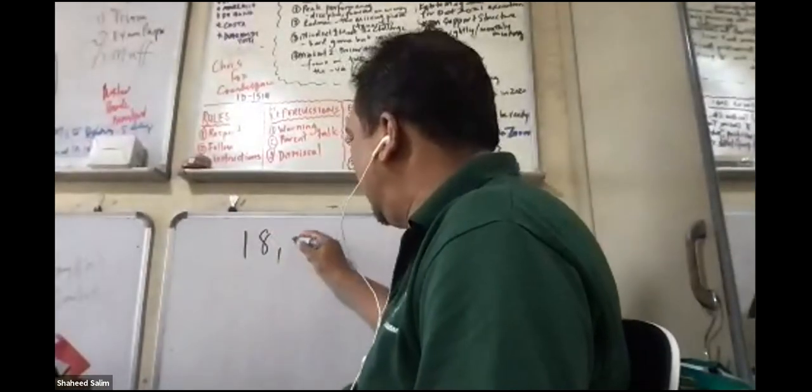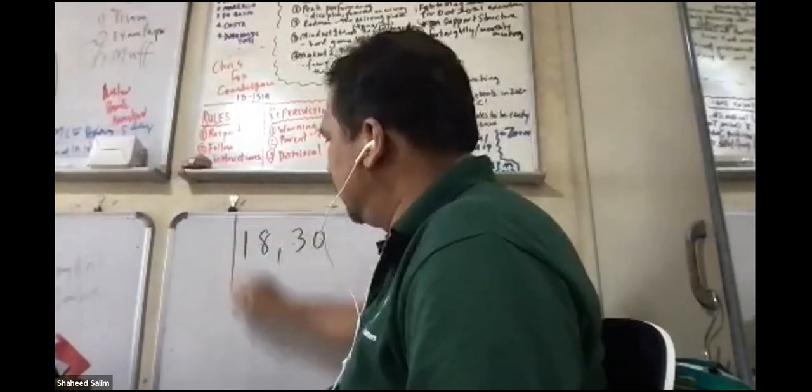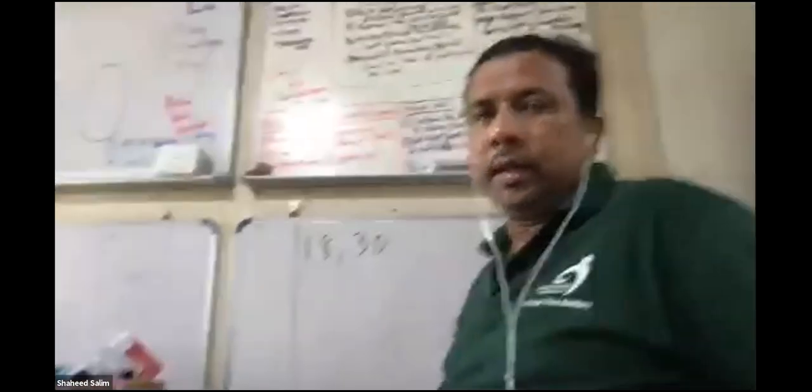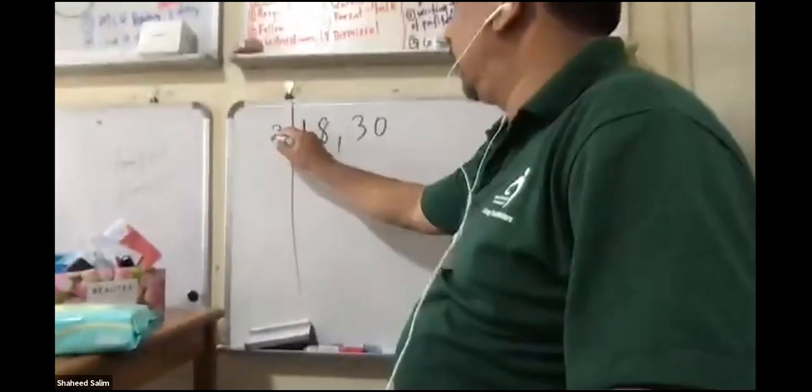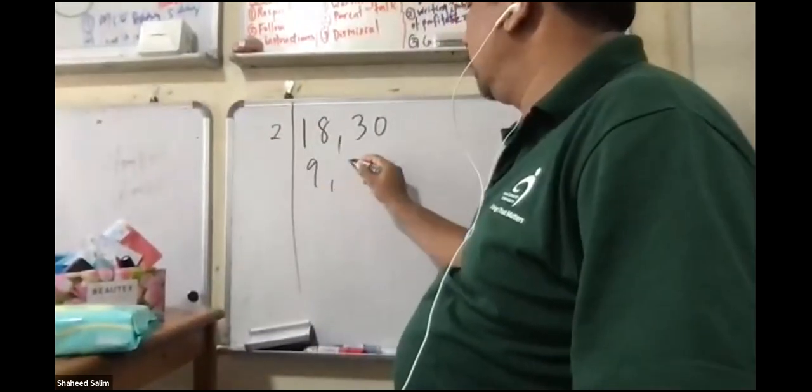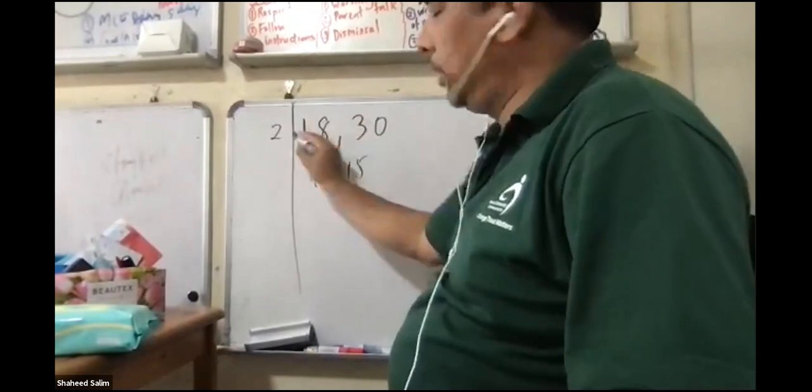Let's say you want to find the HCF of 18 and 30. So you can do it like that. Down here, you divide by 2, you get 9 and 15. Both can divide by 2.